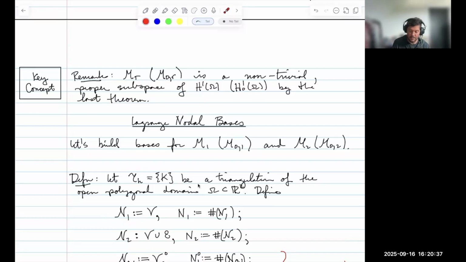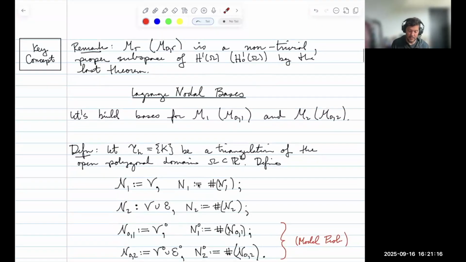H1 and H0. And so what that means is there are things in them. And furthermore, we're going to show that these are finite dimensional. And not just that, we're going to build bases for these. So this turns out to be a key concept for what we're doing in this course. Our piecewise polynomial spaces are going to be our workhorses for this further approximation theory that we're going to develop. These guys are going to be subspaces of H1 and H01 respectively.